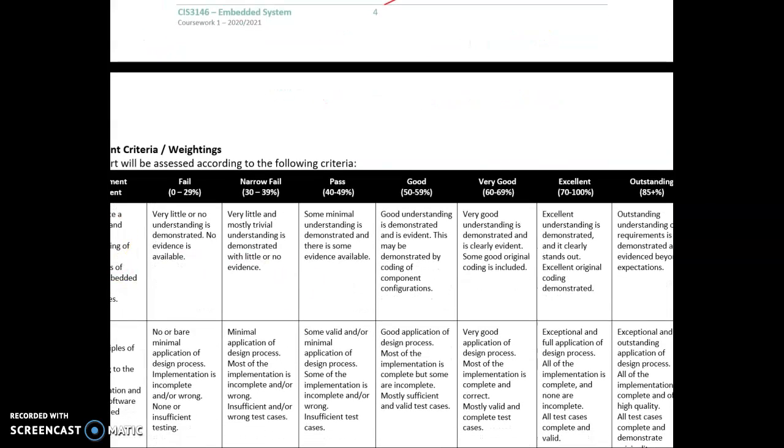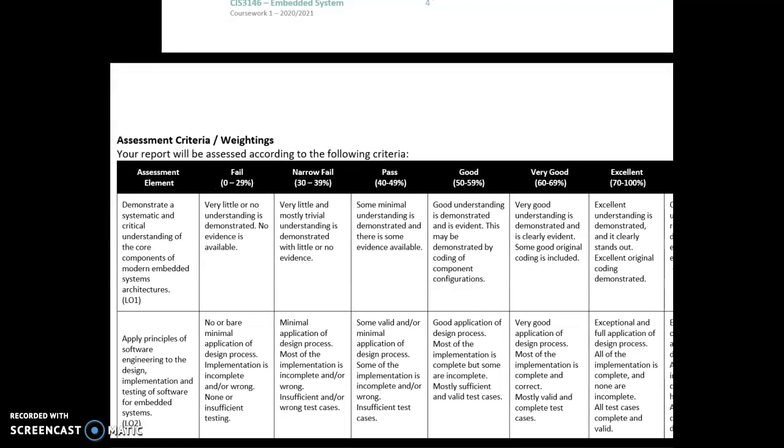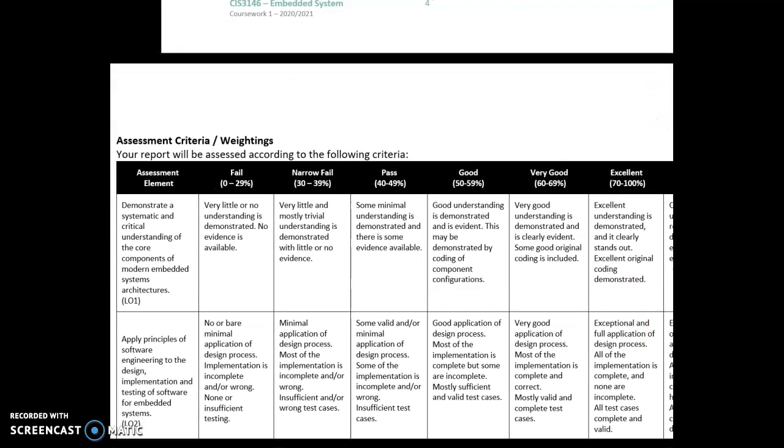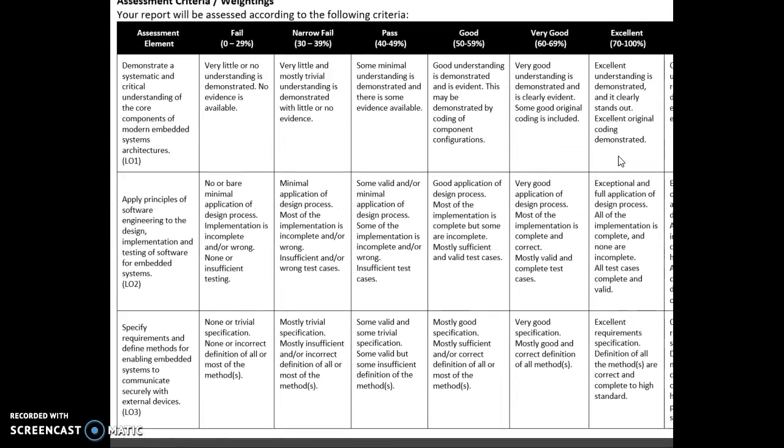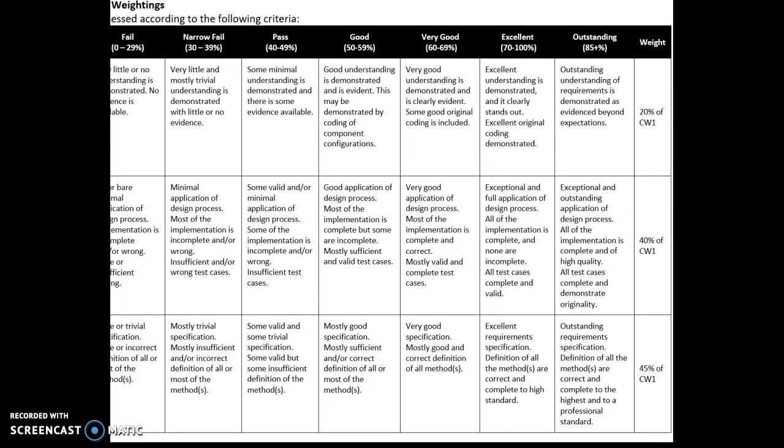So here you can see the learning outcomes presented for the assessment criteria. In the first column, you can see the assessment element is given, that is learning outcome 1, learning outcome 2 and learning outcome 3. In the last column, you can see the weightage given for learning outcome 1, which is 20%, for learning outcome 2, which is 40%, and for learning outcome 3, the weightage is 45%.